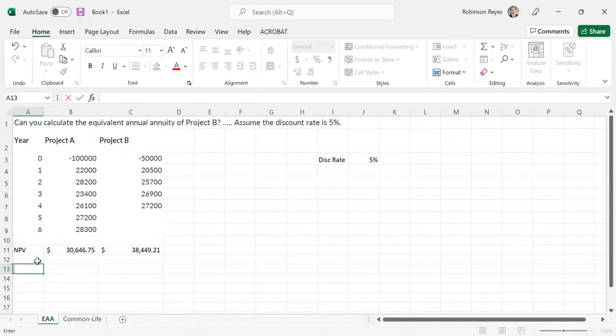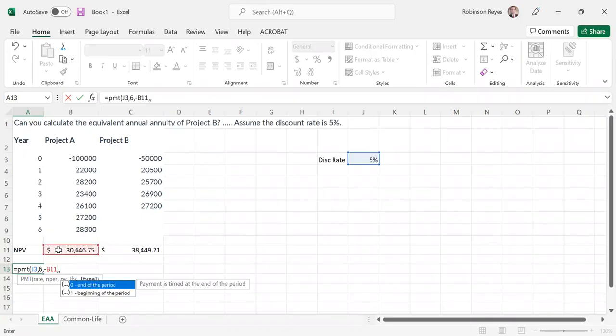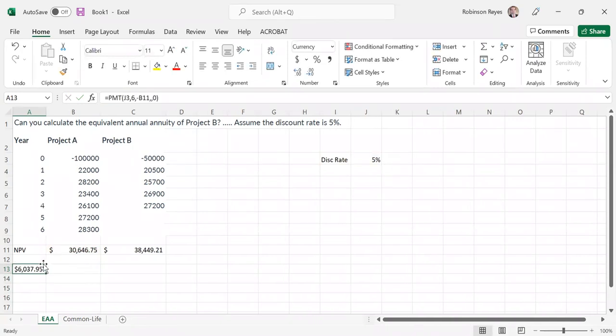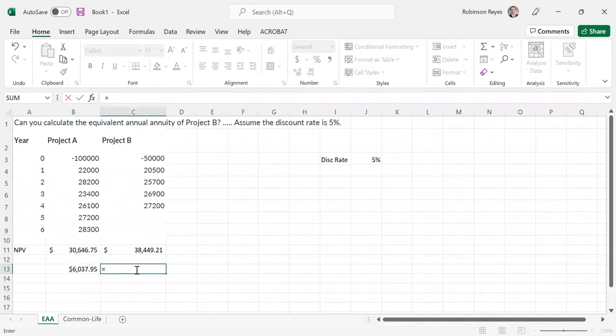is we will just use our formula, which is payment, and then we give Excel this discount rate, which is 5%. Number of years, now we want it to be 6, which is the longer of the two projects. And then the PV will be negative this NPV value. Now, future value, we will ignore that, and then 0, which is end of period. And there we go. And I'm going to move this here. And then let's do the same thing here.